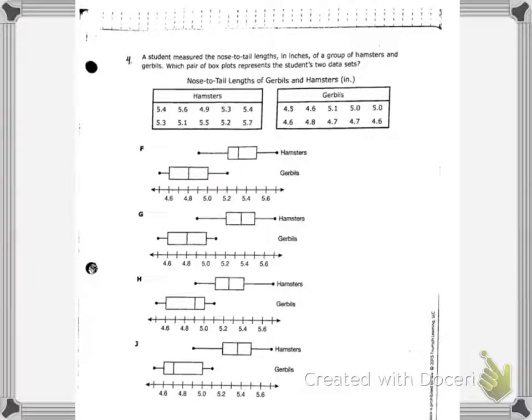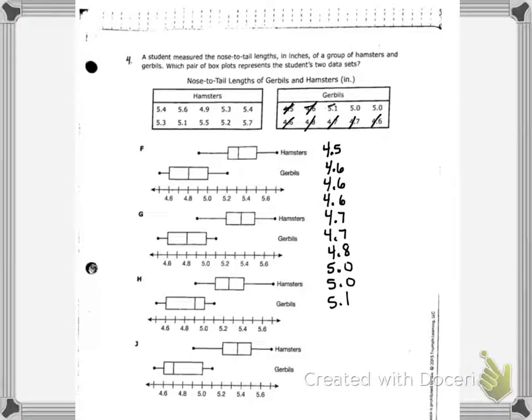All right, so let's see here. So we have a 4.5, 3 4.6s, 2 4.7s, a 4.8, 2 5s, and 1 5.1. All right, so the next step I should do is go ahead and count them to make sure I'm not missing anything.